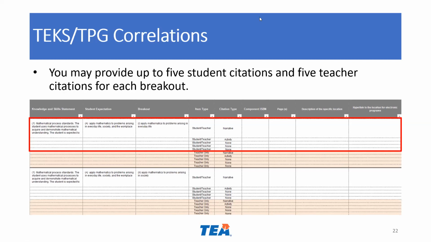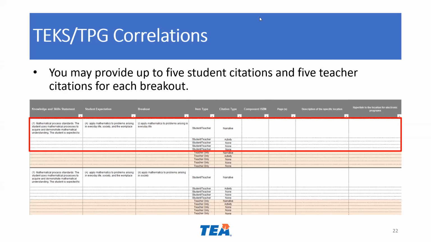What if the activity and narrative happen in the same lesson? That's completely normal. It's acceptable to provide identical citations for multiple breakouts. And also for a narrative and an activity, but you still have to provide that citation on both the narrative and activity rows in order to get credit.